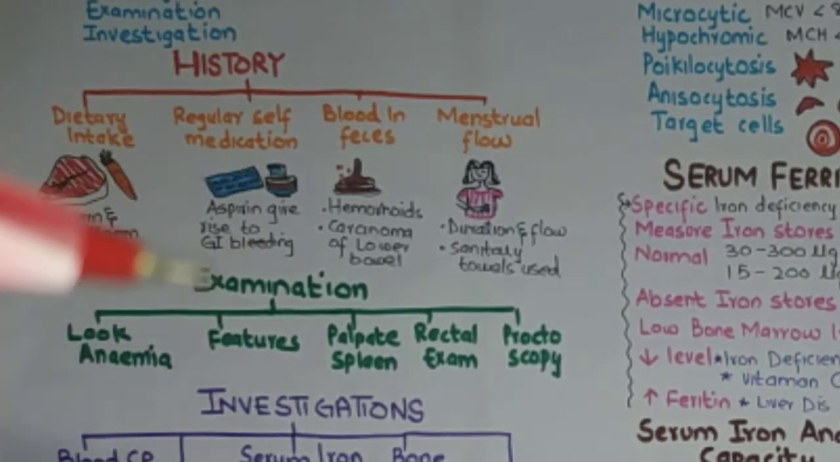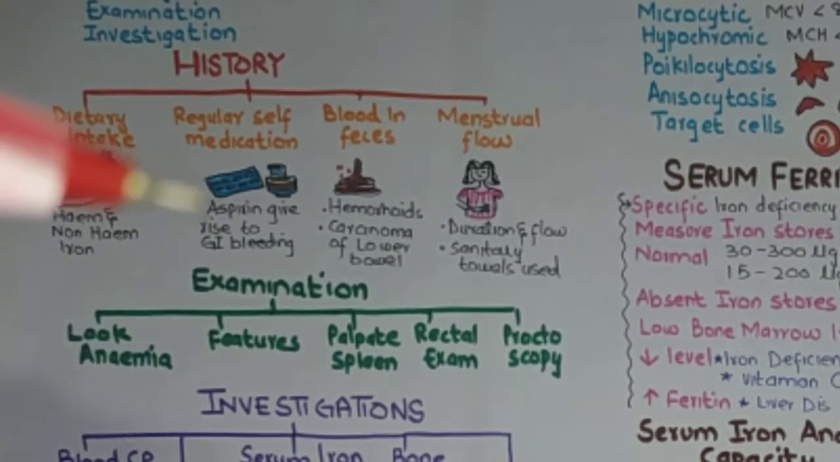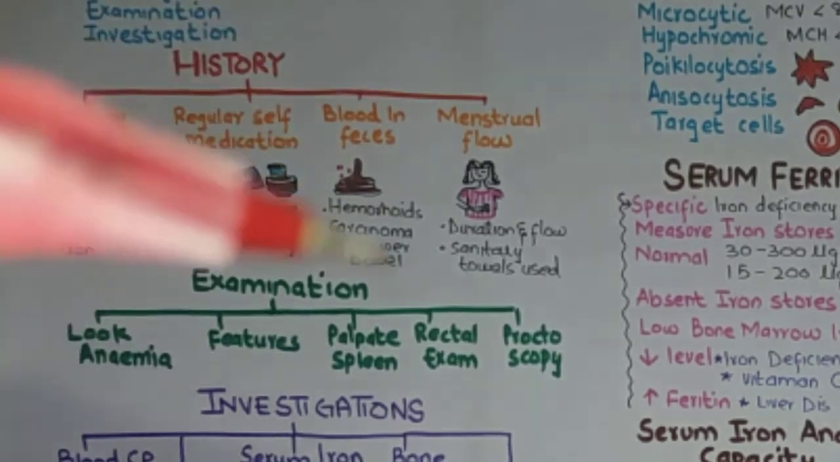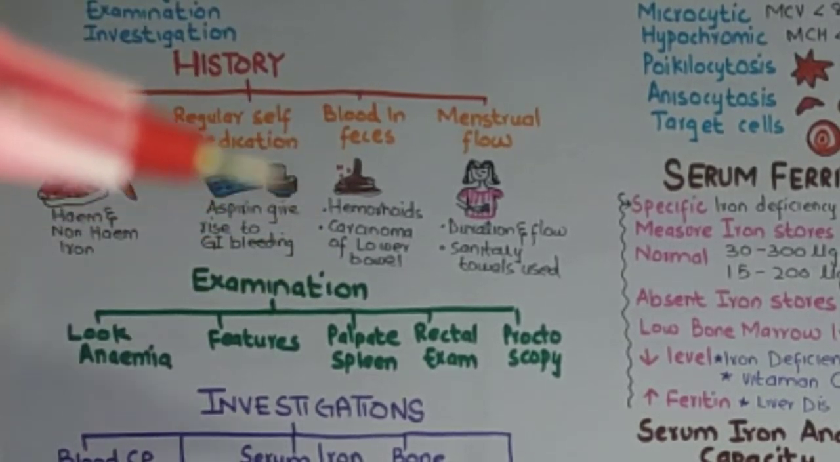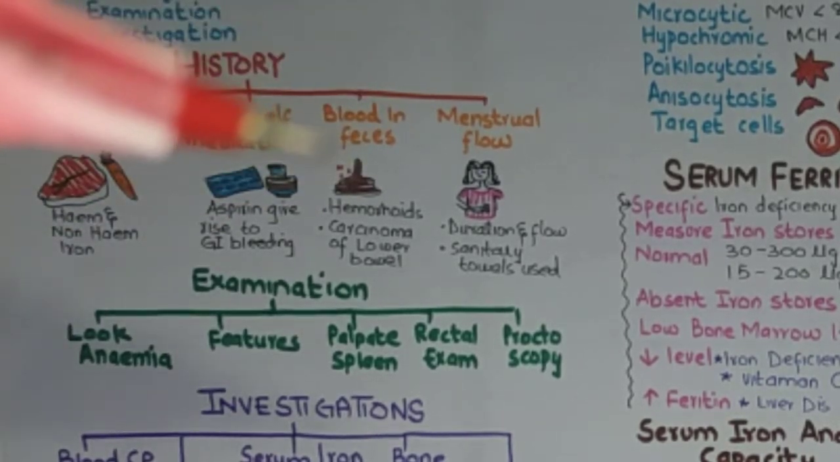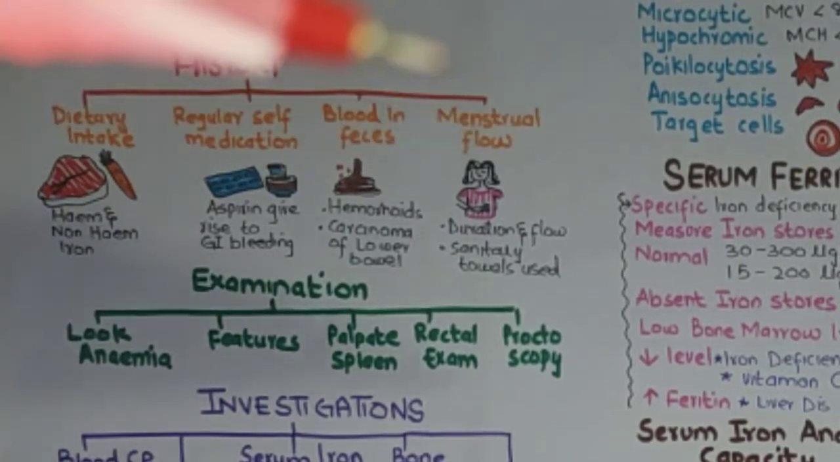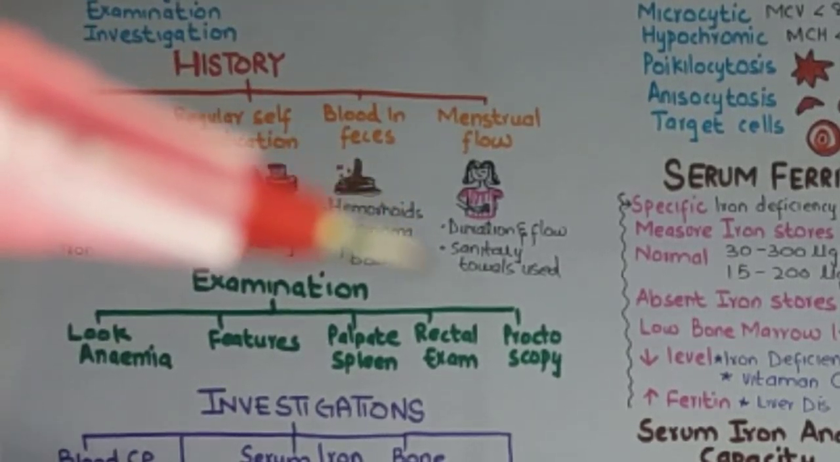Next, you will ask him about self-medication, because most people use aspirin as a painkiller and NSAIDs cause GI bleeding. Then hemorrhoids, carcinoma of the lower bowel. You will ask the patient about blood in the feces, whether his feces contain blood or not. Then you will ask about the menstrual flow, duration of the flow, and the sanitary towels the patient used.